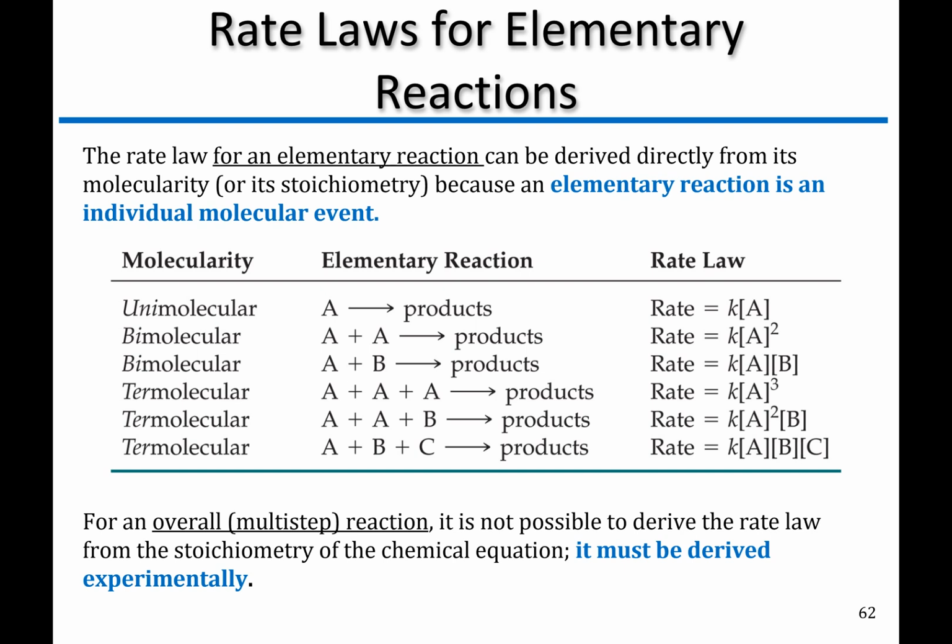So it says for an overall multi-step reaction, it is not possible to derive the rate law from the stoichiometry of the chemical equation. It must be derived experimentally. But at the top it says the rate law for an elementary reaction can be derived directly from its molecularity, because the elementary reaction is an individual molecular event. So I can use the stoichiometry to determine my rate orders for individual elementary reactions, but I can't use it for an overall reaction. So what I was telling you before was not untrue. It's just when we're dealing with elementary reactions, we can use it this way.